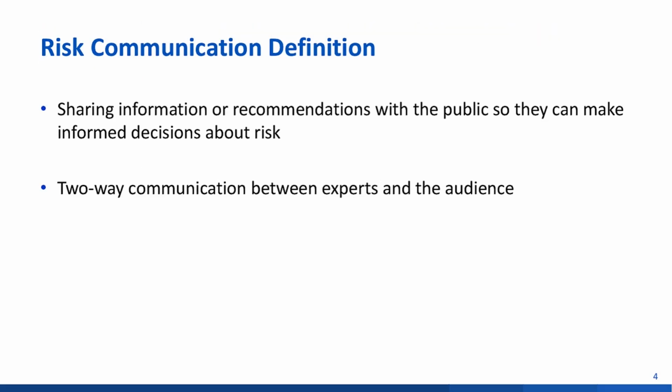Let's discuss how we define risk communication. Risk communication within the public health context is the process of sharing information or recommendations with the public so they can make informed decisions about how to manage risks to their health and safety. Risk communication works best as two-way communication between experts and the audience. I'm going to turn it over to Huda, who will talk about important factors for effective risk communication.